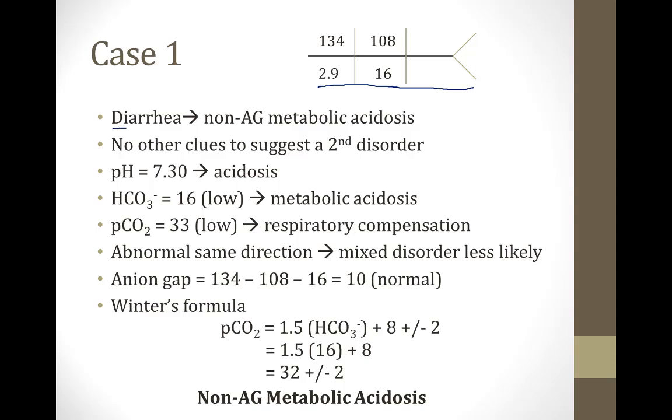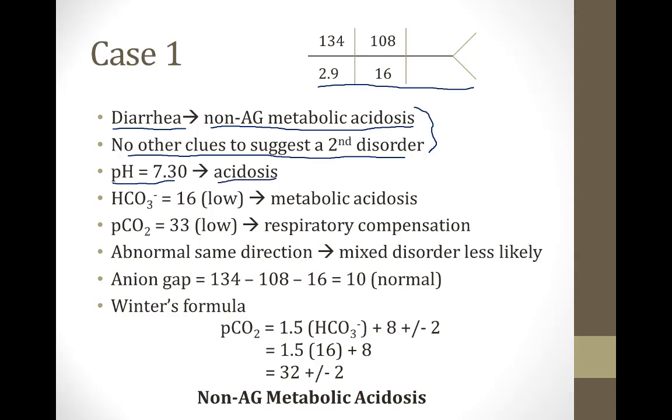So they mention that the patient has diarrhea. Anyone who has diarrhea, we expect a non-anion gap metabolic acidosis. So that's what we're looking for. Also, there were no other clues to suggest a secondary disorder. So what we're anticipating here is a simple, straightforward non-anion gap metabolic acidosis. Now, there may be tricks involved, but it's important to know what you're looking for just based on the patient's description. The pH is 7.3, so that's low, which means we have an acidosis.